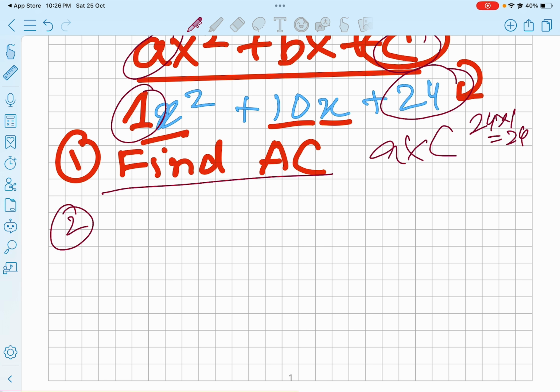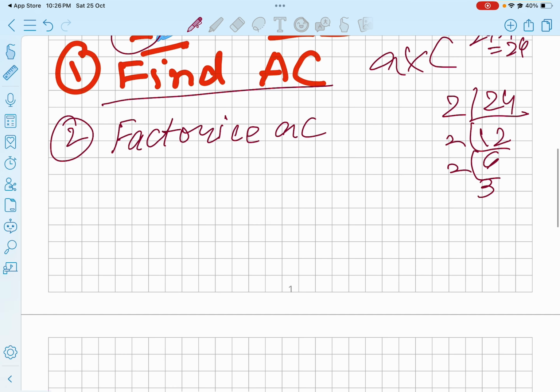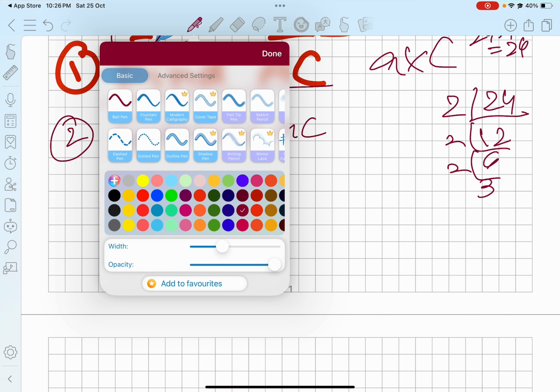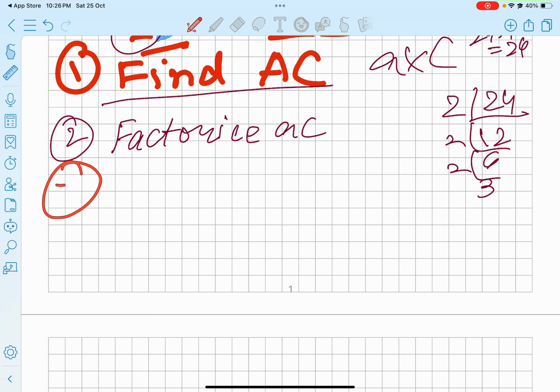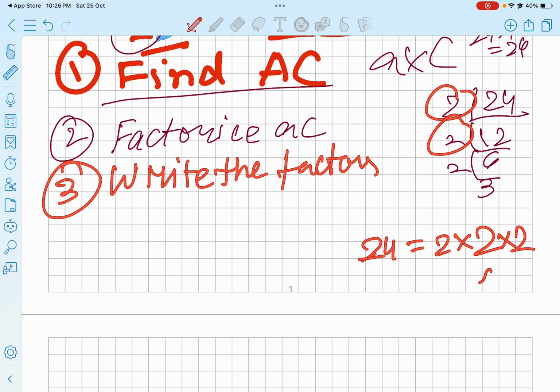Second step is factorize AC. Now AC is 24. Let's factorize it. Dividing 24, 2, 12, 2, 6, 2, 3. Now third step will basically be to write down the stuff that we have recorded from here. So third step is to write the factors of AC. So 24 equals 2 into 2 into 2 into 3.